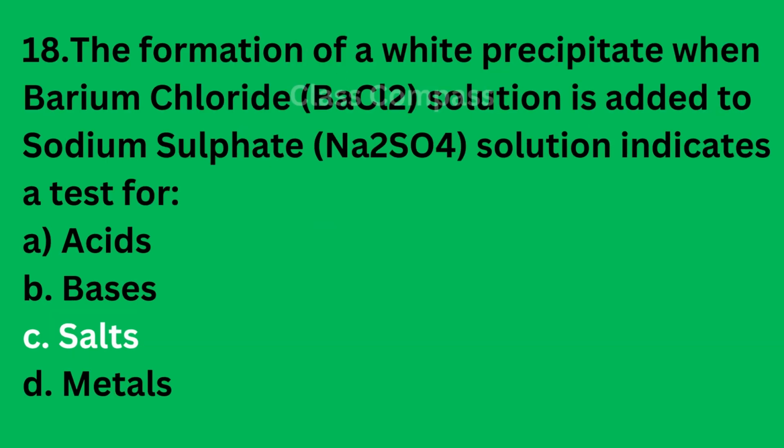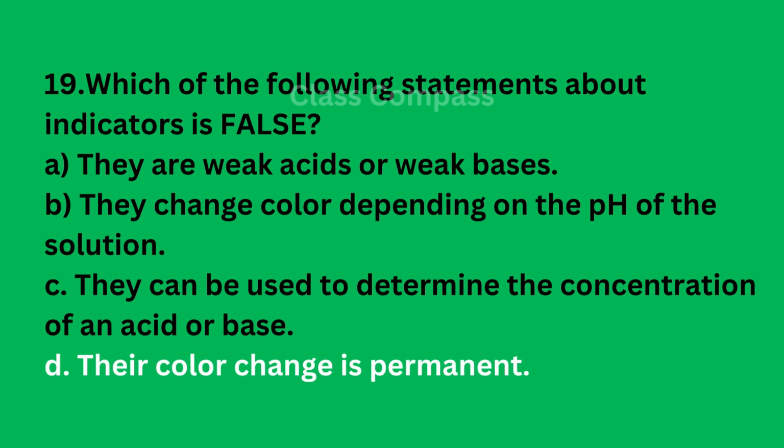18. The formation of a white precipitate when barium chloride, BaCl2, solution is added to sodium sulfate, Na2SO4, solution indicates a test for A. Acids. B. Bases. C. Salts. D. Metals. Answer is C. 19. Which of the following statements about indicators is false? A. They are weak acids or weak bases. B. They change color depending on the pH of the solution. C. They can be used to determine the concentration of an acid or base. D. Their color change is permanent.